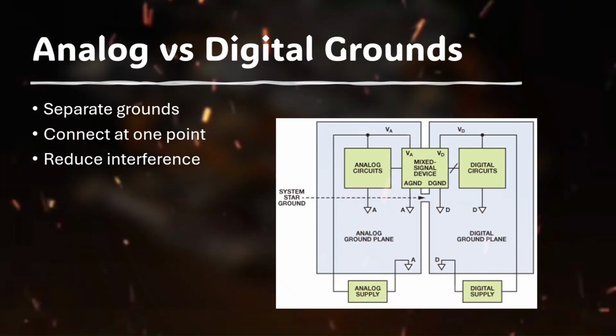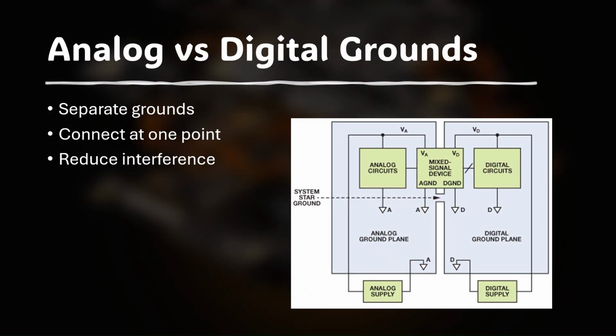Analog versus digital grounds. Digital circuits create sharp current spikes, while analog circuits are often very sensitive to noise. Keeping analog and digital grounds separate and joining them at a single point helps prevent digital noise from corrupting analog signals.